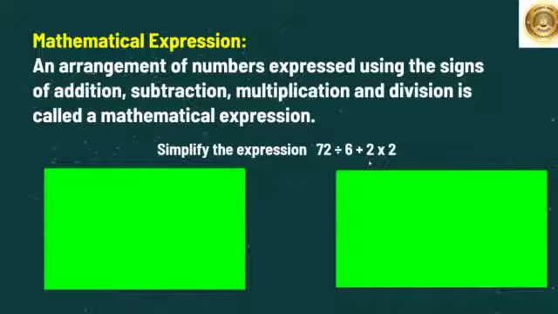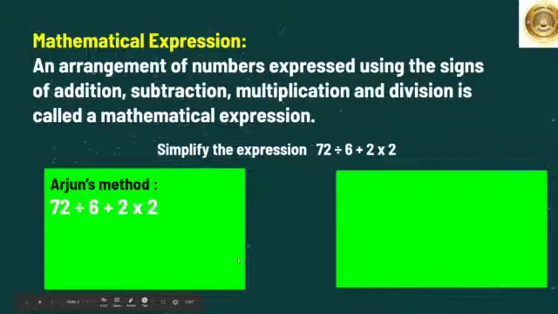Now the teacher asked two students to solve this sum. Let us see what they did with the sum. The first one is Arjun. This was Arjun's method of solving the sum. The question was 72 divided by 6 plus 2 multiplied by 2. He first divided 72 by 6, so he got 12, and then 2 multiplied by 2. In the next step, he multiplied the two numbers 2 and 2, so he got 12 plus 4, and he got the answer as 16.